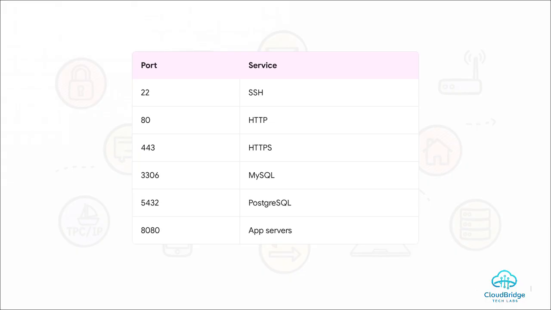If data comes knocking on port 22, it's looking for SSH to establish a secure shell. Port 80 is your standard, unencrypted HTTP web traffic, while port 443 is your secure HTTPS traffic. Now, for databases, 3306 is the standard door for MySQL, and 5432 is for Postgres. And finally, port 8080 is very commonly used for app servers. Knowing exactly which port belongs to which service is just absolute foundational knowledge for you.